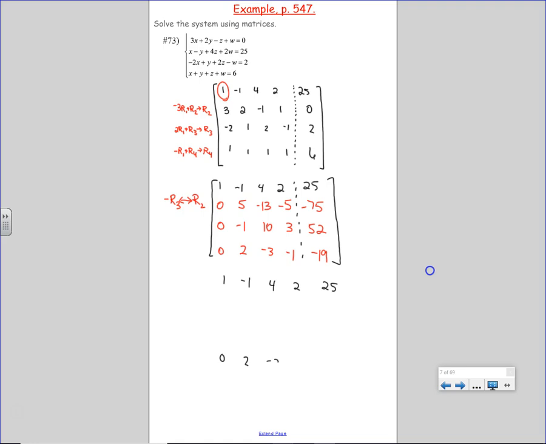0, 2, negative 3, negative 1, negative 1. Row 3 is going into row 2 and being the opposite sign. So 0, positive 1, negative 10, negative 3, negative 52. And then row 2 is going into row 3 spot. So 0, 5.